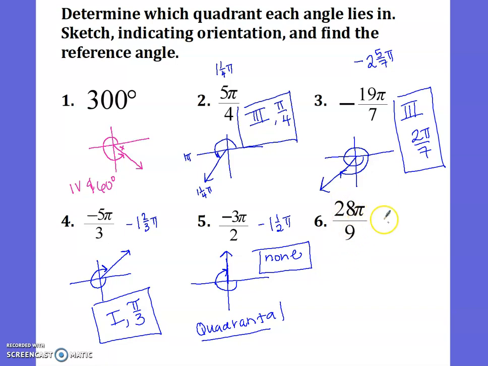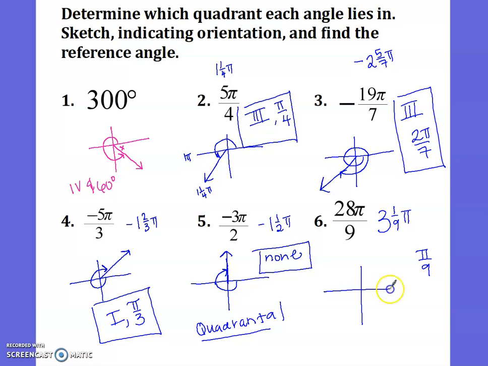Now, number 6, 28 pi over 9. This would be 9 goes in there 3 times with 1 left over. So this is 3 1/9 pi. Okay. So I can already tell, since what's left over is less than a half, that's going to be my reference angle. So I know my reference angle is going to be pi over 9. So you don't even have to graph them to find the reference angle if you don't need to.